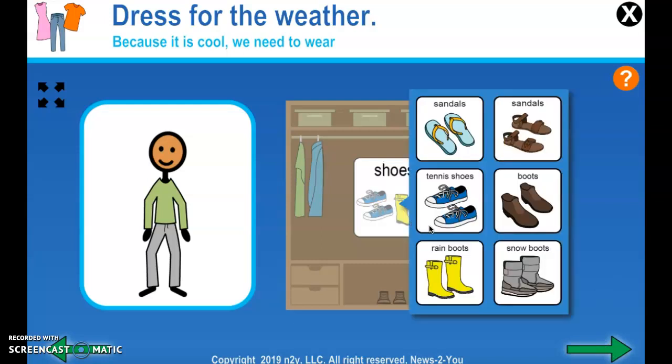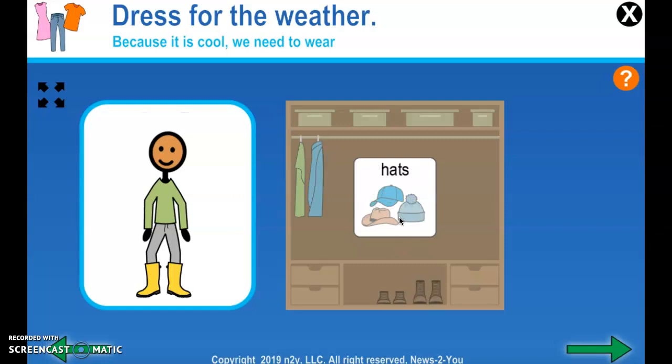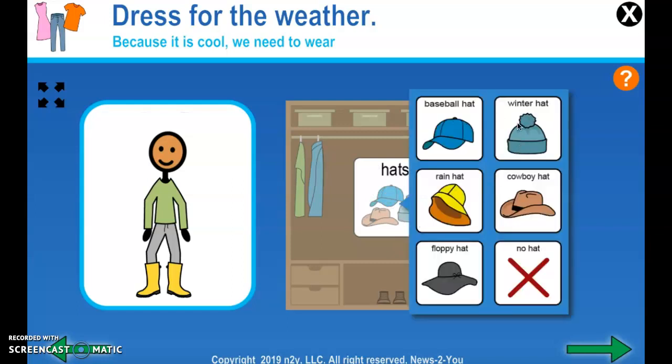Shoes. Since it is raining, we're going to want to wear rain boots. We don't need snow boots, it's not snowing, and sandals are probably not the best idea since it's raining. Rain boots would be a good idea because it would keep our feet dry. Hats. We don't need a winter hat, it's not that cold outside. Since it is raining, we probably want to wear a rain hat so that we can keep our head dry.